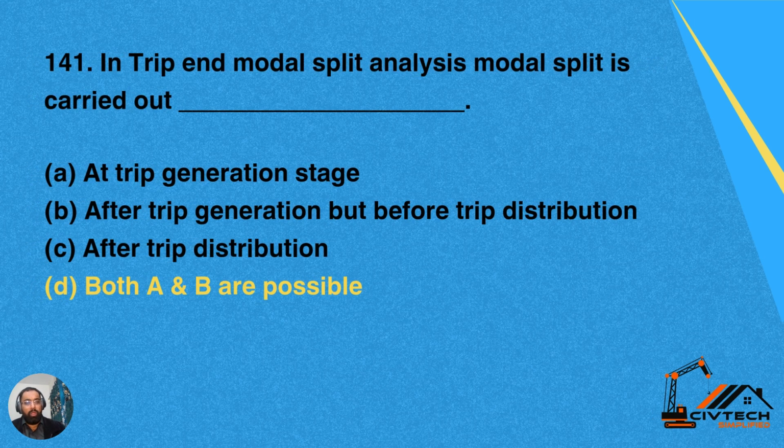141. In trip and modal split analysis, modal split is carried out dash. Option A, at trip generation stage. Option B, after trip generation but before trip distribution. Option C, after trip distribution. Option D, both A and B are possible. In trip and modal split analysis, modal split is carried out at both A and B. So D is the correct answer.